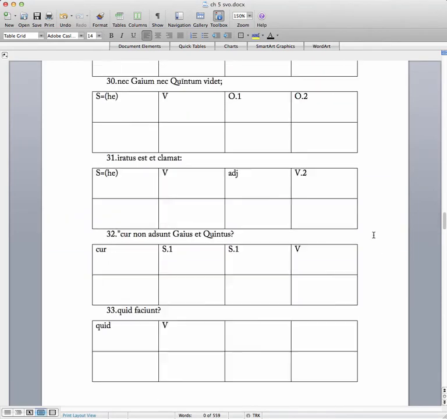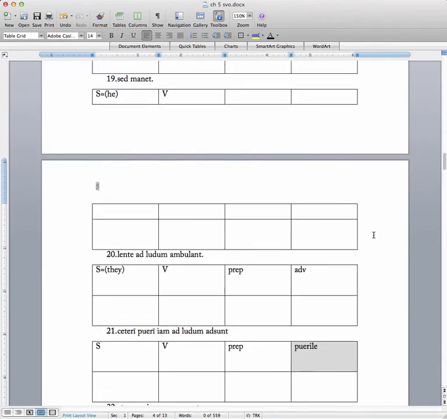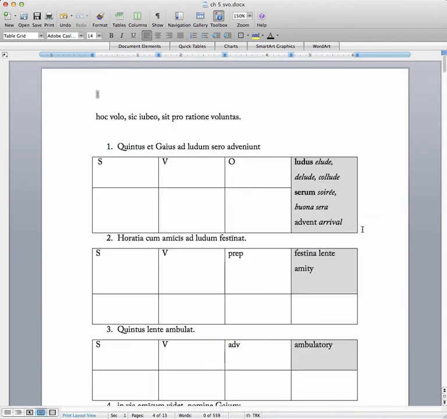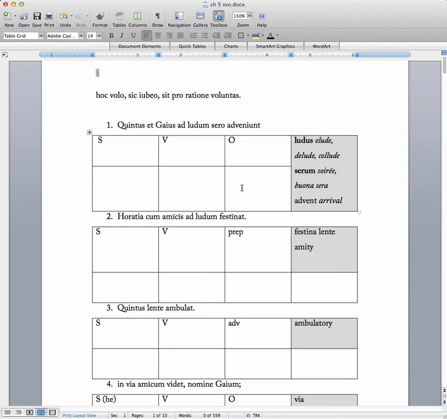This is the assignment for Monday, 22nd of September, for the chapter Quintus Goes to School. What I want you to do is, first of all, fill in the subjects, verbs, and objects in the places where they belong. We'll go through that together, and then translate them.